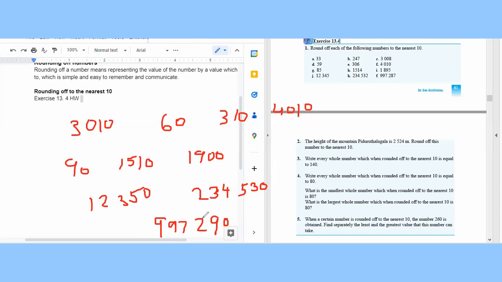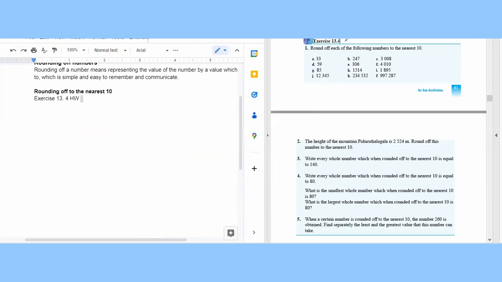So next, the height of the mountain Pidurutalagala is 2,524 meters. Round off this number to the nearest 10. So if you round off this number to the nearest 10, it is 2,524 meters. Let's check.